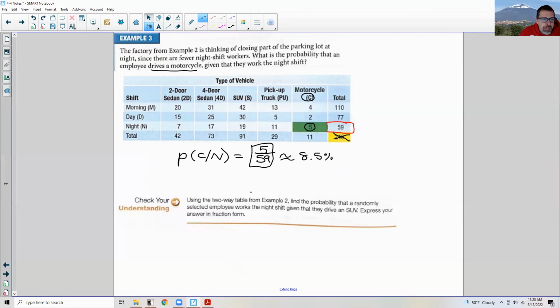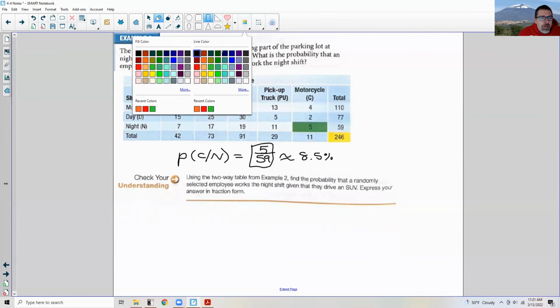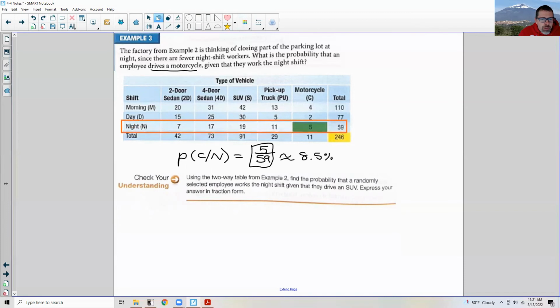Now check your understanding says using the two-way table from this example 2, which is this example, this two-way table from example 2 as well. Okay, so let's get all this out of the way. Find the probability that a randomly selected employee works the night shift. So we want to know what the probability is that they're working this night shift. Now let me just do this like so. Let's put a rectangle around it. Let's do orange this time. They are working the night shift.